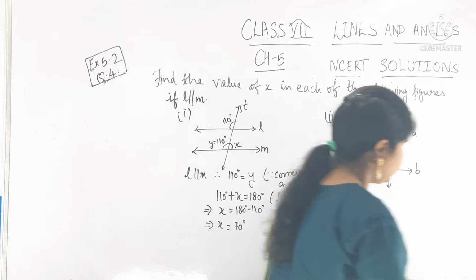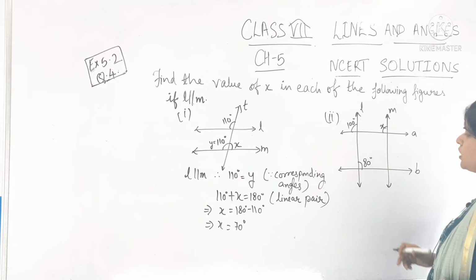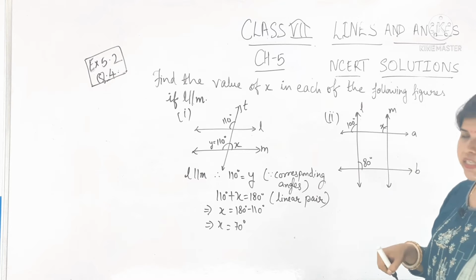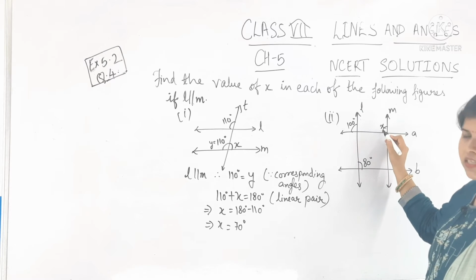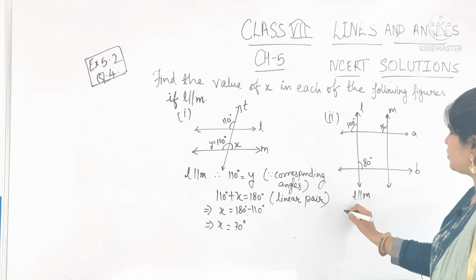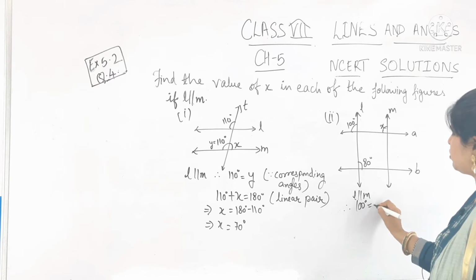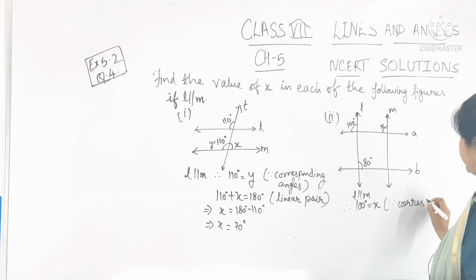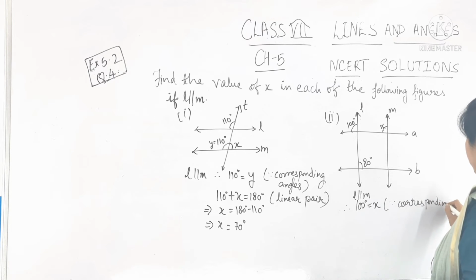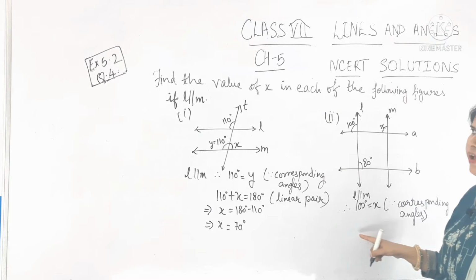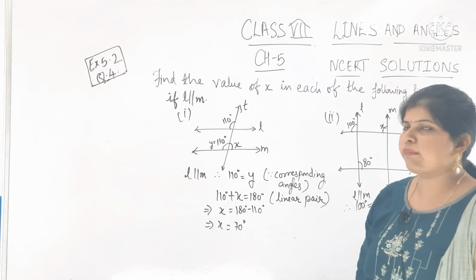Now come to the next, that is the second. So here it is directly given that L is parallel to M. So this 100 degree and this x are corresponding angles. So here L is parallel to M, therefore 100 degree equal to x because of corresponding angles, right? So this is the value of x. That is question number 4.